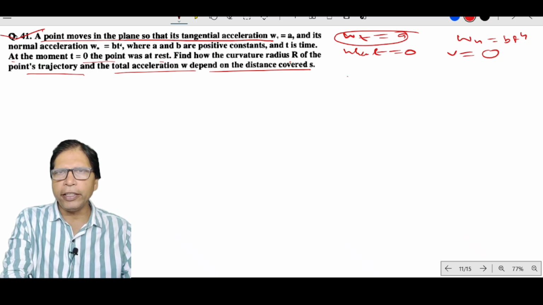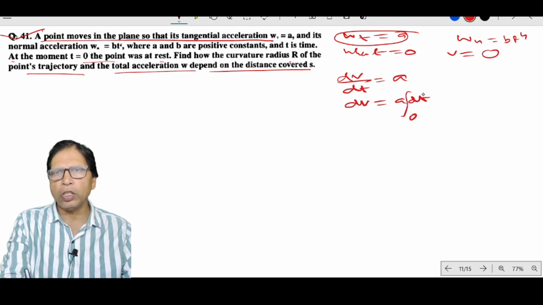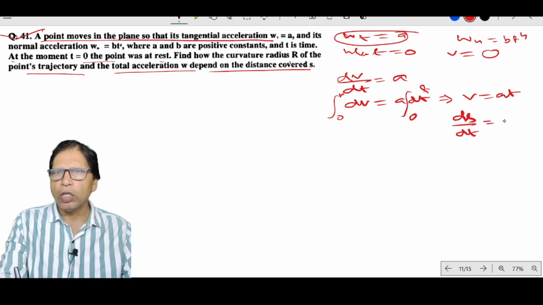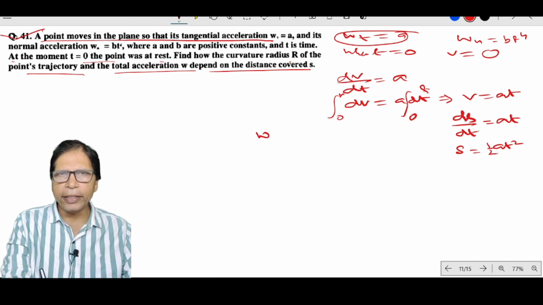Tangential acceleration Wt is dv by dt, so dv by dt is equal to a. Therefore dv equals a dt. Now integrating, t from 0 to t and v from 0 to v, we get v equal to a t. Now for displacement, ds by dt equals a t. Therefore s equals half a t square. No problem.